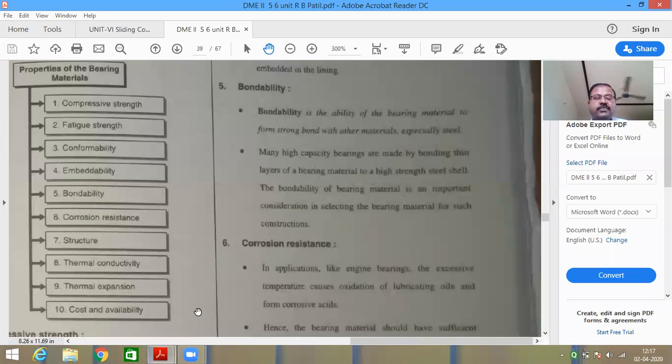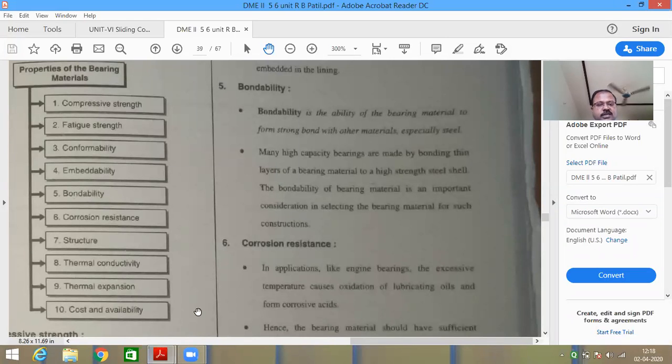Next is embeddability. Embeddability means if there is, say, a small amount of friction and some surfaces are being worn out, then those particles should be embedded in the bearing material. They should not cause more harm to the journal surface. That property is called embeddability. Bondability means sufficient bonding strength should be present in the bearing material.